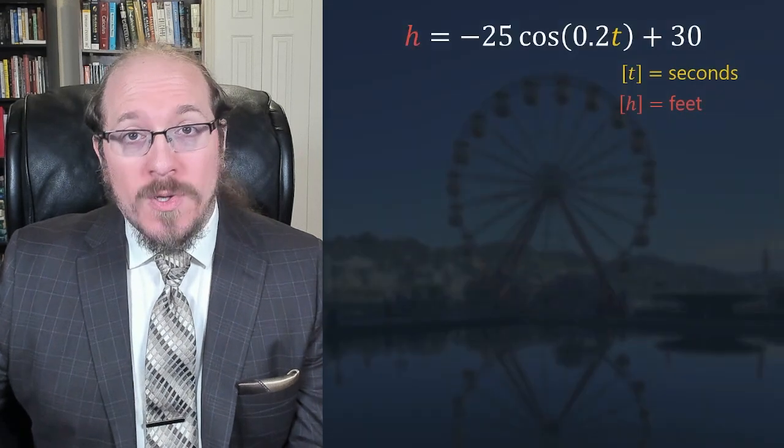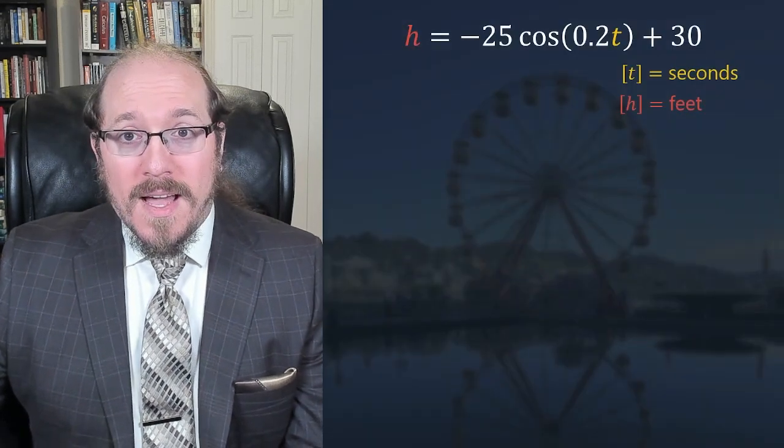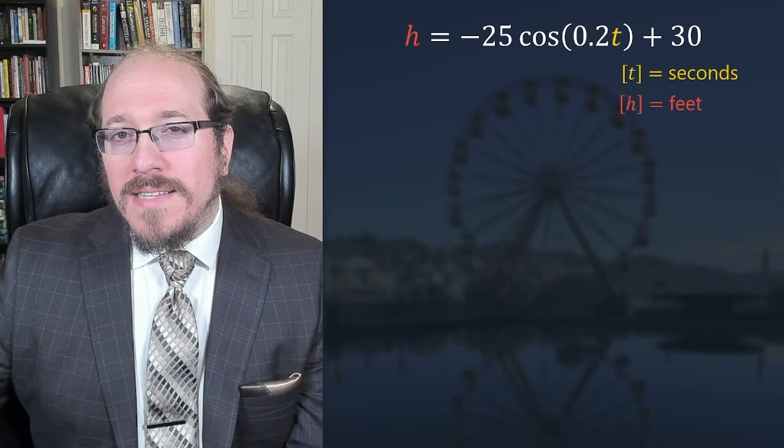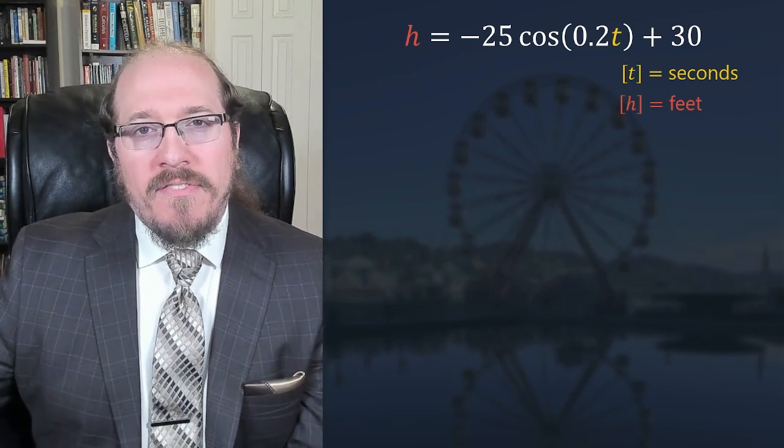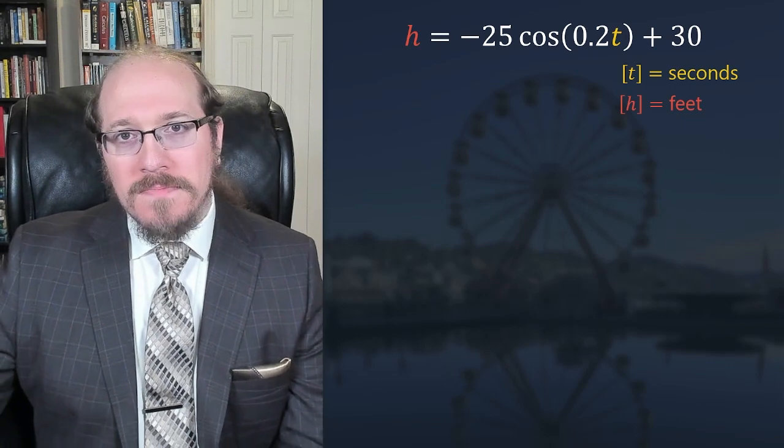Ever been on a Ferris wheel? They're pretty fun, especially if you're at a place with a good view, and you're not afraid of heights. We can model how high a rider is off the ground by using a sinusoidal function, like this. In this case, the coefficient inside the function, 0.2, is used to control how fast or slow the ride goes.